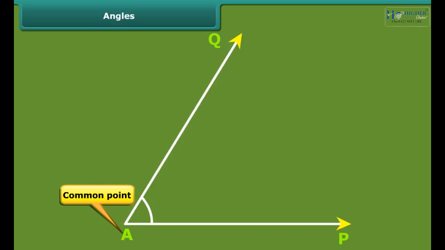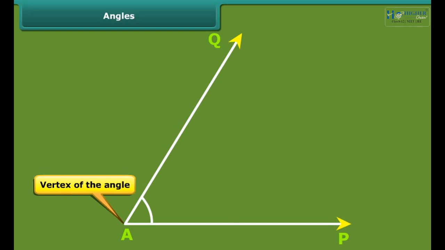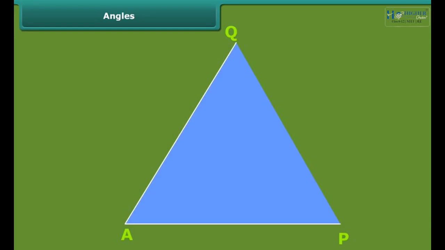The two rays forming an angle are called the arms or sides of the angle. The common end point is the vertex of the angle. The angle is named angle PAQ. Note that the vertex specifying the angle is written as the middle letter. In the figure shown, the interior and the exterior of the angle are denoted by different colors.